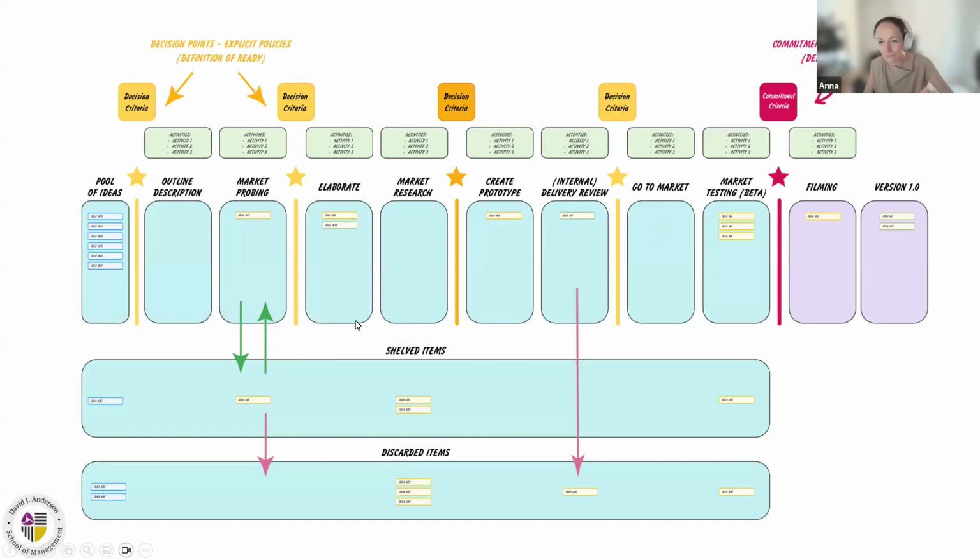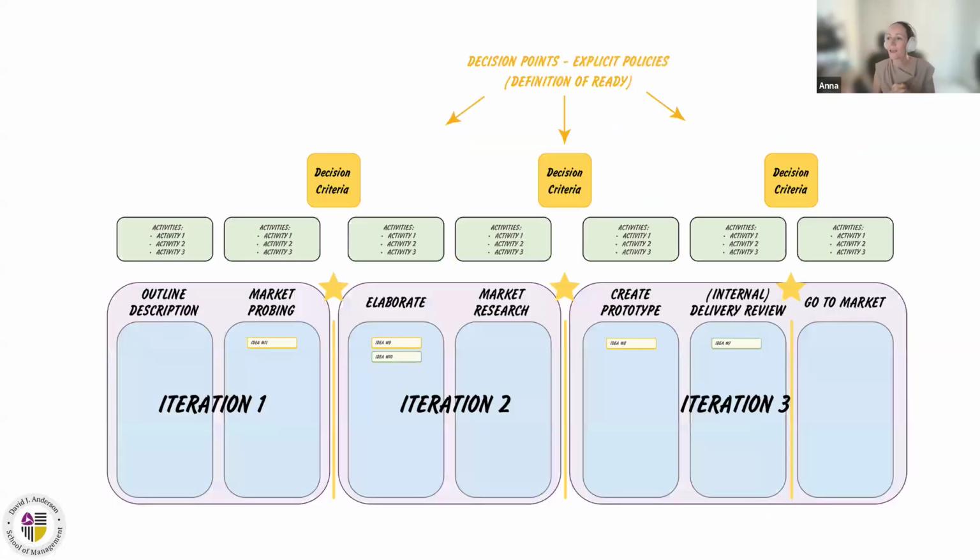Now I will zoom in to show you these three iterations, this going in a spiral. In iteration one, if we decide that we want to work on something, we pull this work from the pool of ideas, we do some outline, a very high-level description of what this class should be about, and we do some initial market probing. So researching, is there even a market for this idea, for this class? Should we even invest in it?